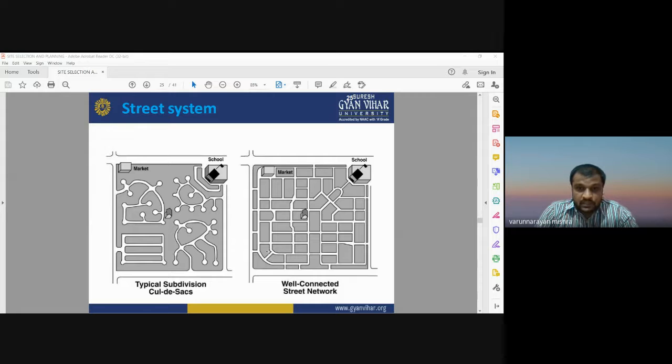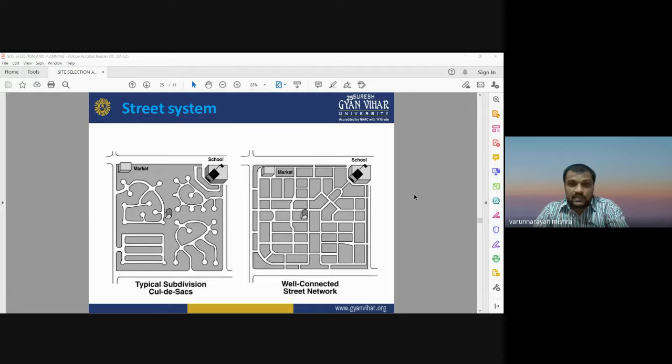So if someone is moving from home to the market or school, there will not be any difficulty. So street system and street selection is very important in your study area where you are going to construct something. When you are going to select a site for any kind of construction activity, you need to check the street system, whether it is well connected or not. If the roads are not well connected, it will be problematic when you move around the city, from one place to another. So it should be well connected.